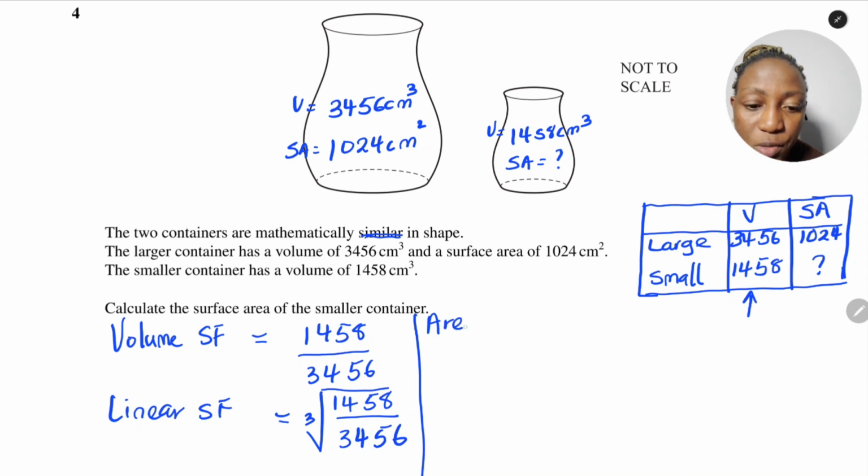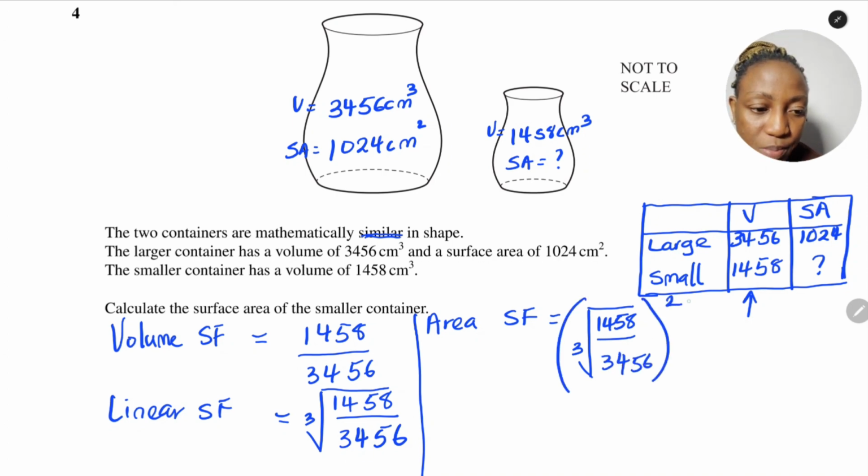So area scale factor is going to be given by our linear scale factor, which is the cube root of 1458 over 3456, and we are going to square that. All right, so squaring that is going to give us our area scale factor.